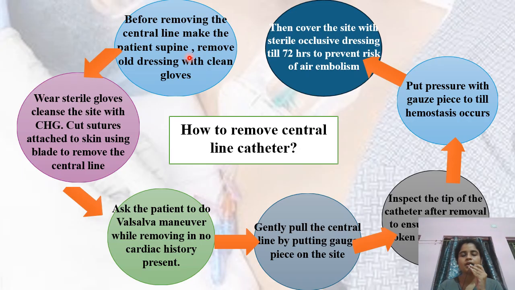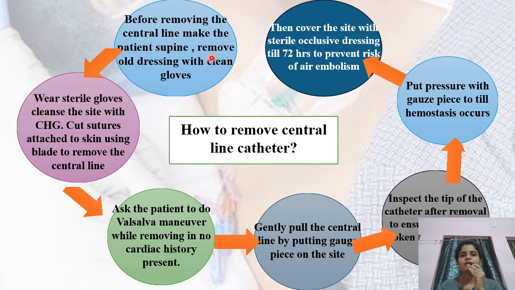What is the reason why the patient is made supine? Because if you try to remove the central line while the patient is in a sitting position or a Fowler position, what will happen? There are high chances that air can move into the site, that insertion site which is there.